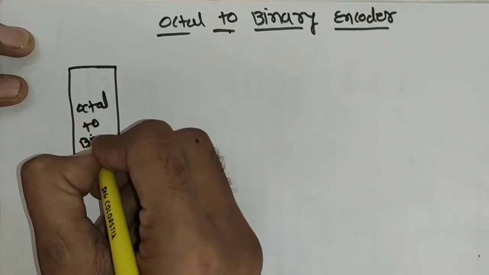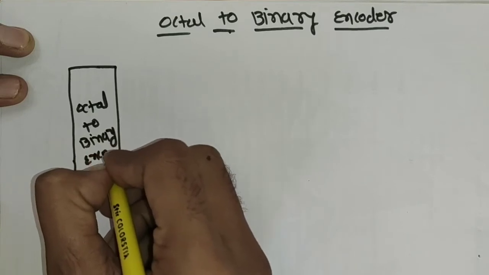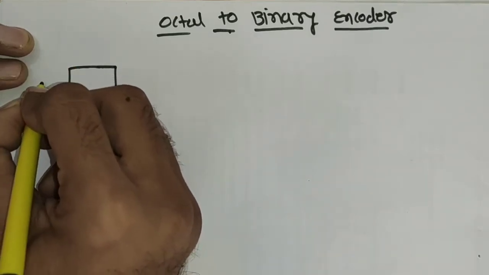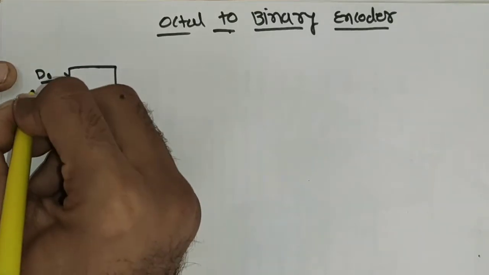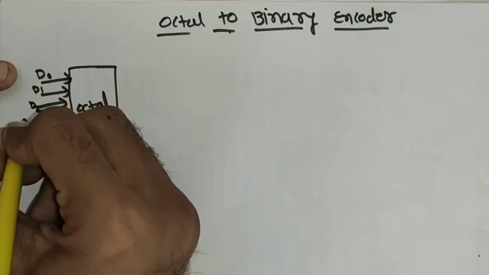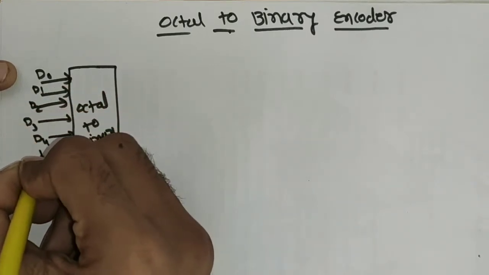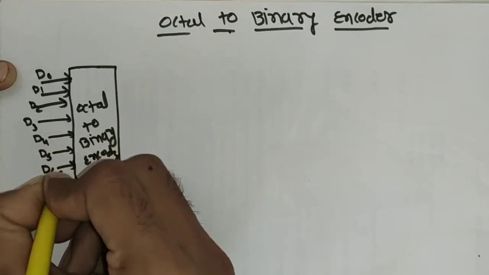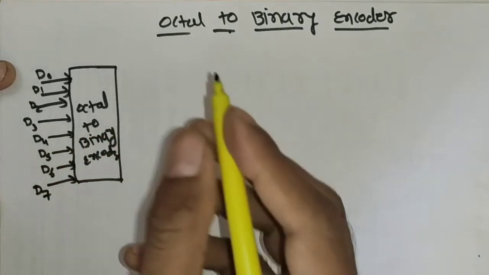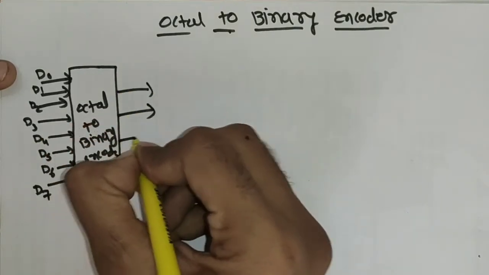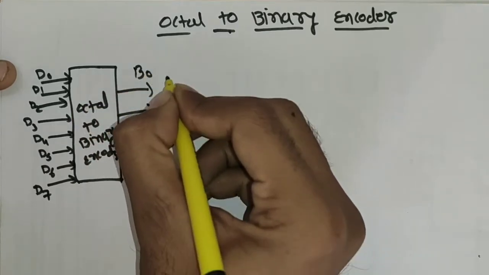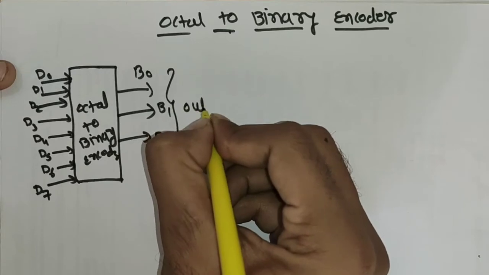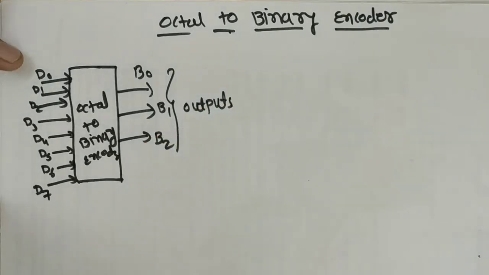Octal to binary encoder, and these are the inputs D0, D1, D2, D3, D4, D5, D6, D7, right? And these are the outputs. The output is binary, so B0, B1, B2. Right, this is the basic circuit diagram of the octal to binary encoder.